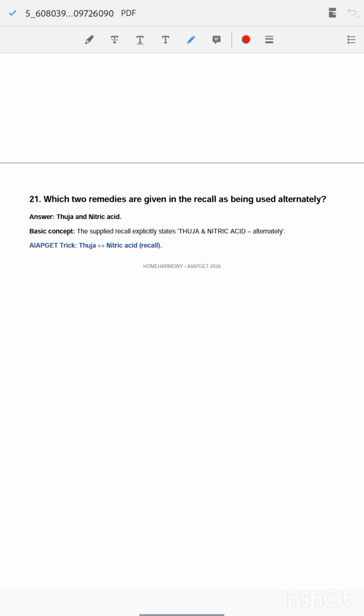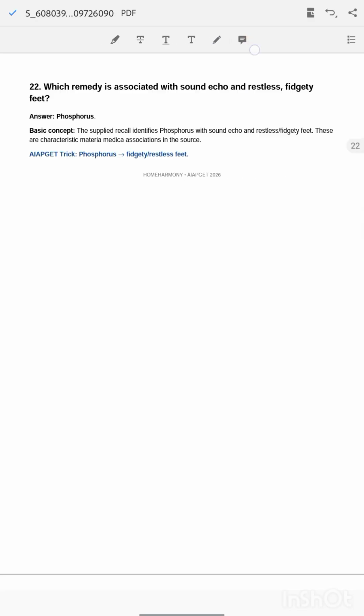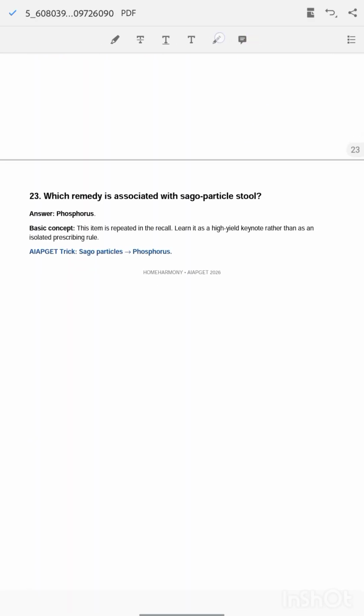Which two remedies are given in the recall as being used alternatively? Thuja and nitric acid are used alternatively. Which remedy is associated with sound echo, restless, and fidgety feet? Fidgety feet we have phosphorus. Which remedy is associated with sago particles? We have discussed, it is phosphorus.